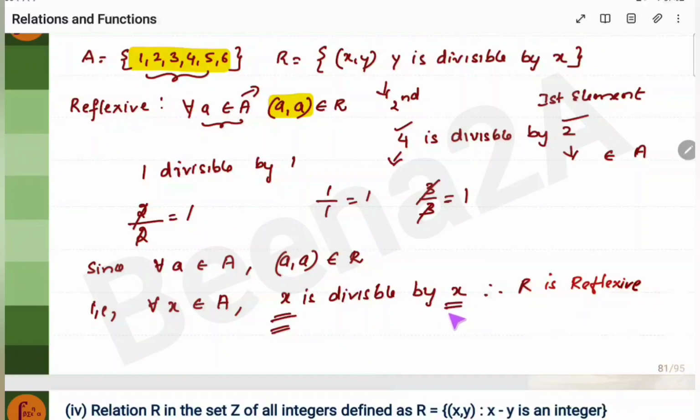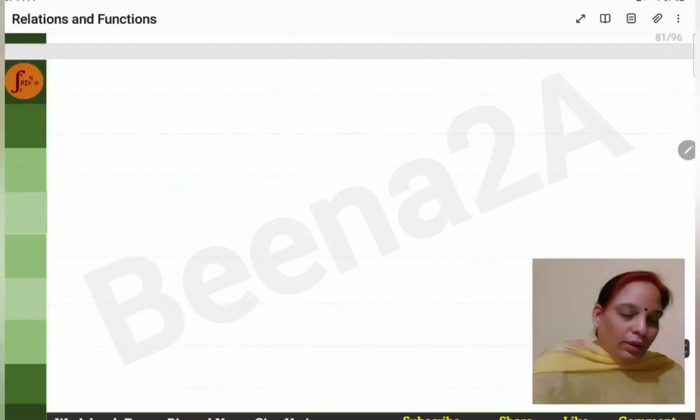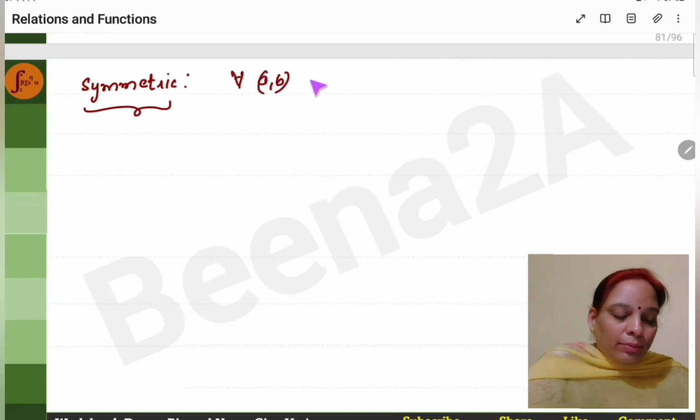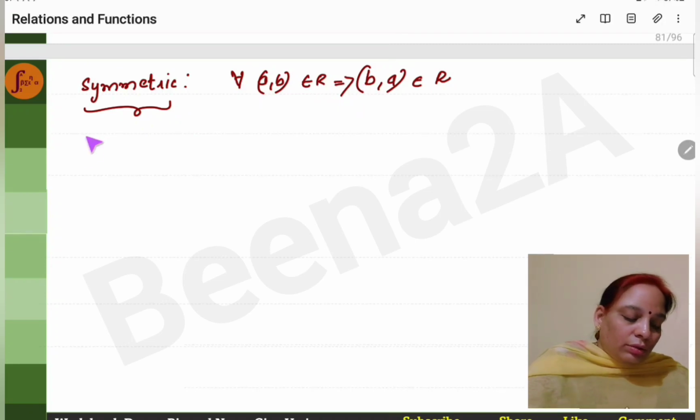Second element is divisible by the first element. In this case, both are the same for reflexive. Now let's take symmetric. What is the condition? For every pair (a, b) that belongs to R, (b, a) should also belong to R. This is the condition, right? So now we will see.